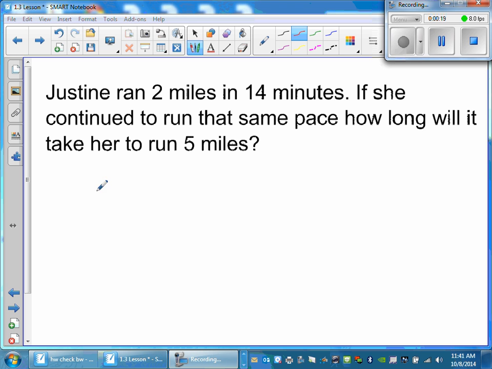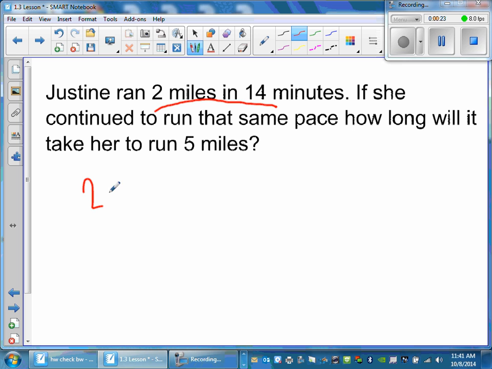Okay, so we can set up our first ratio that was given to us: 2 miles over 14 minutes. She ran 2 miles in 14 minutes. If she continued to run that same pace, how long will it take her to run 5 miles? So we're going to make a proportion, so 2 equal fractions. There are multiple ways to set this up, but the way I'm going to teach you is that you can keep labels across from each other.